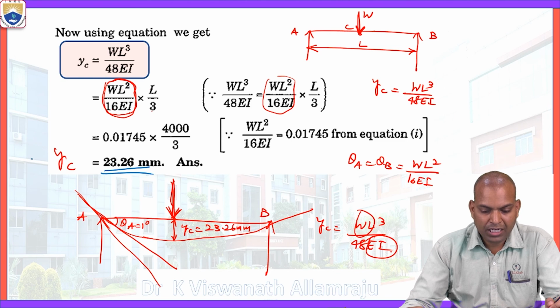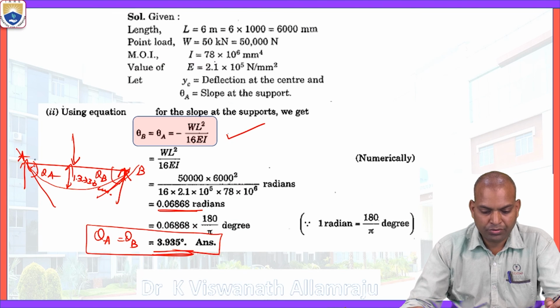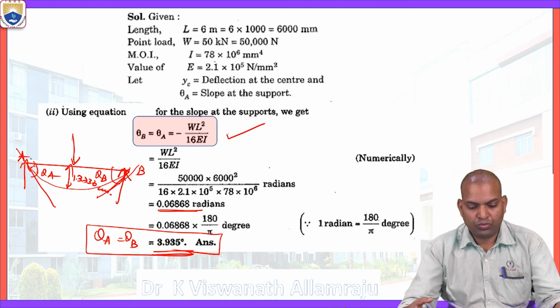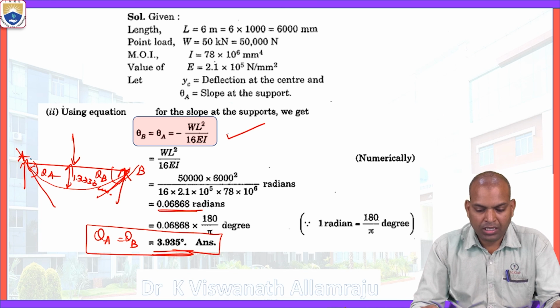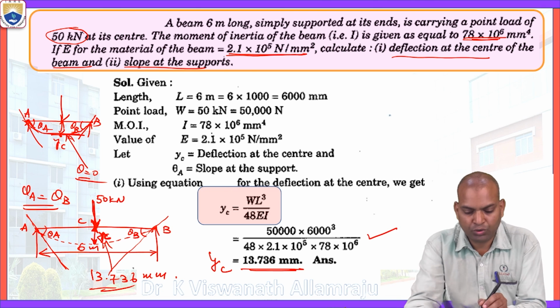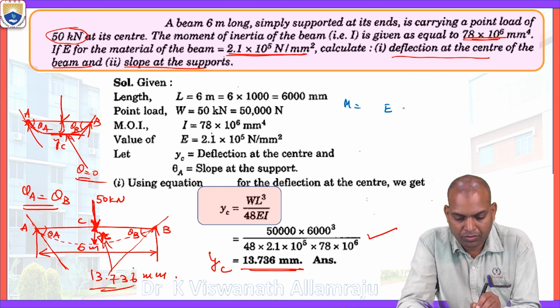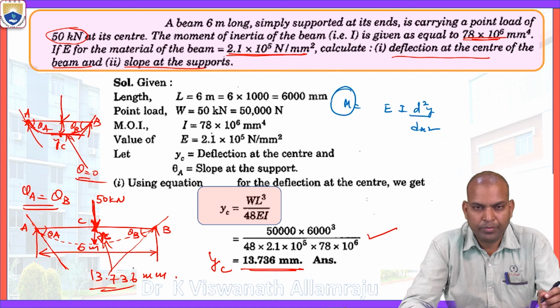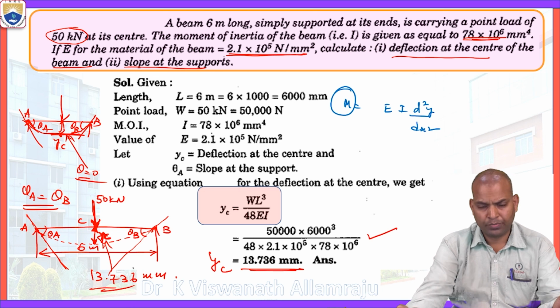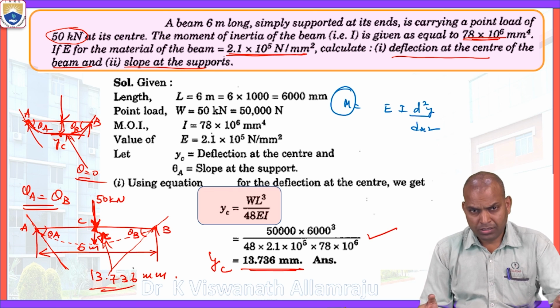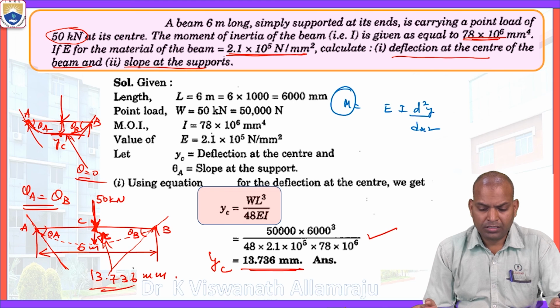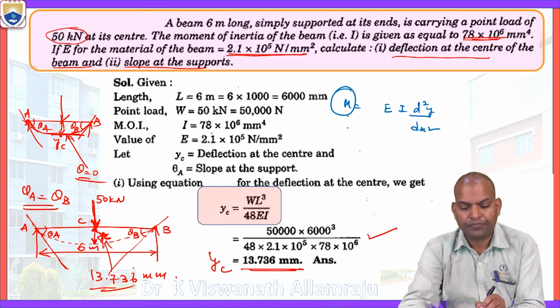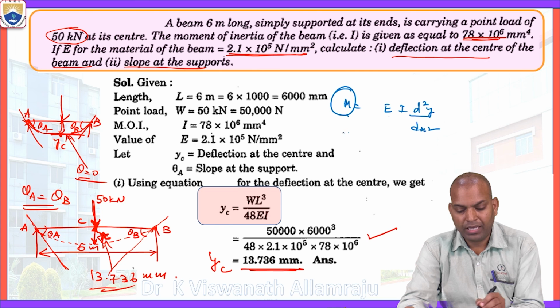So what is the double integration method? I already used the terminology. We use the equation obtained, that is M equal to EI into d square y by dx square. We know the basic equation, M equal to EI times d square y by dx square. This M is the moment at any section. If it is a simply supported beam subjected to a concentrated load at the center, then we write the bending moment equation.